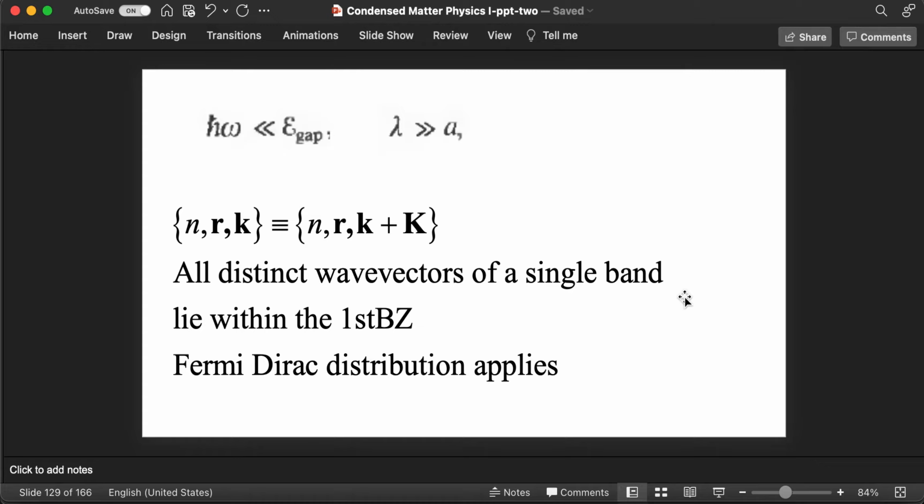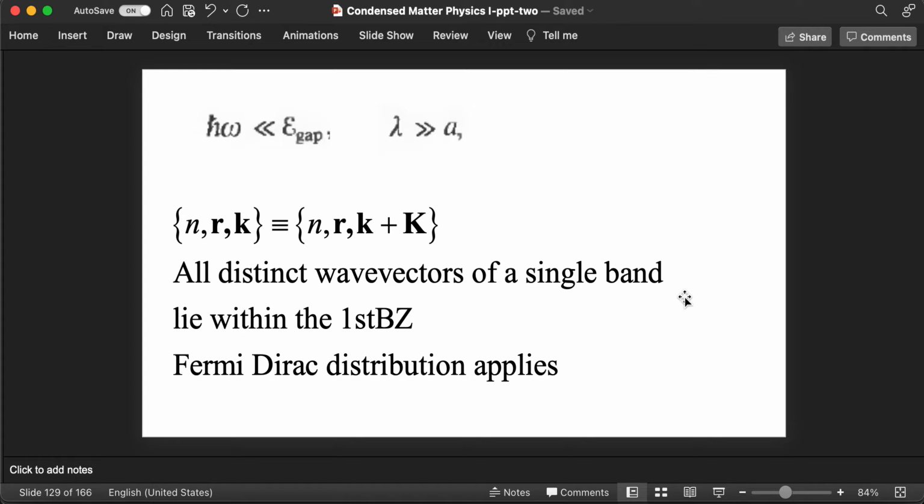That is, if you apply more energy than the band gap, then electrons from the lower band can excite themselves to the higher band and so on. That doesn't happen in our framework for the moment. And again, as mentioned, we are working in the situation where the wavelengths of applied electric and magnetic fields are much greater than the lattice constant. And because of the periodicity, if I have a set of quantum numbers for the electron, or a set of parameters, n, the band index, the position, and the wave vector, if I shift the wave vector by a reciprocal lattice vector, then nothing changes. That's the definition of the periodicity of all the properties of the electron.